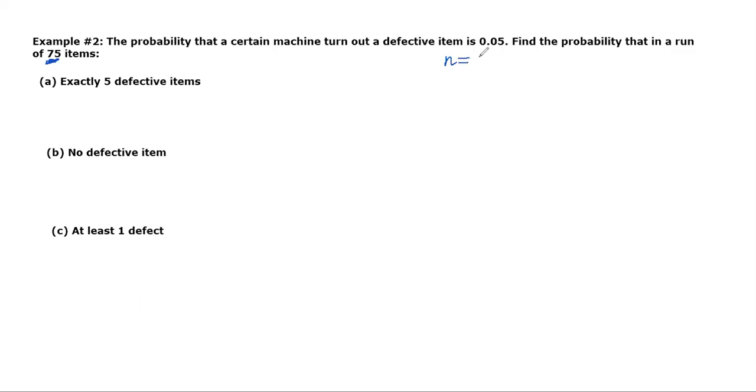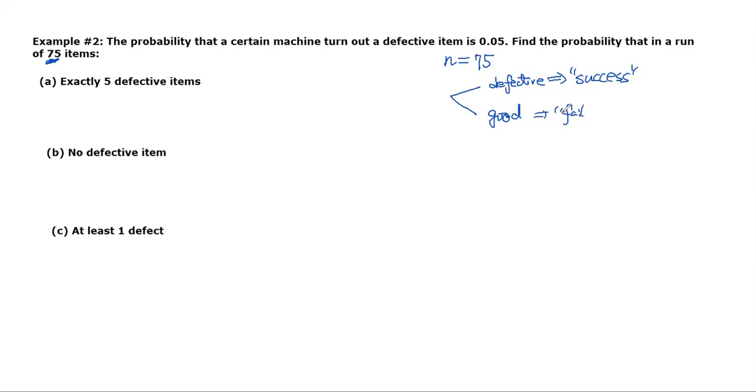So n is 75. I want to check 75 items. Then for each item, I have 2 outcomes. One is defective, and the other is a good item. Because I'm looking for the defective, whenever I get a defective, I get a success. Whenever I get a good one, I get a failure.